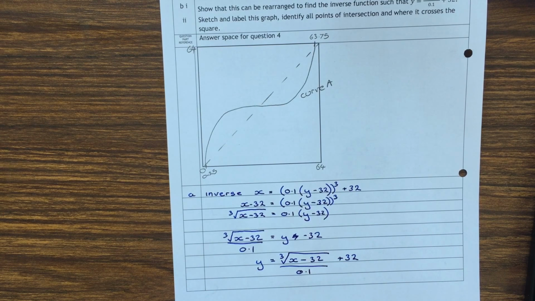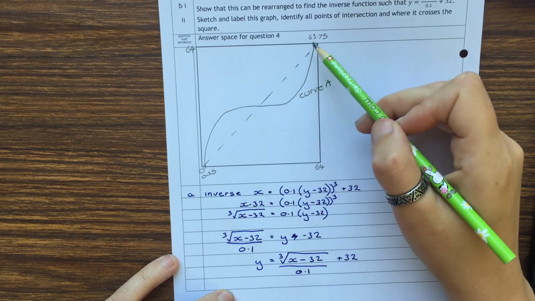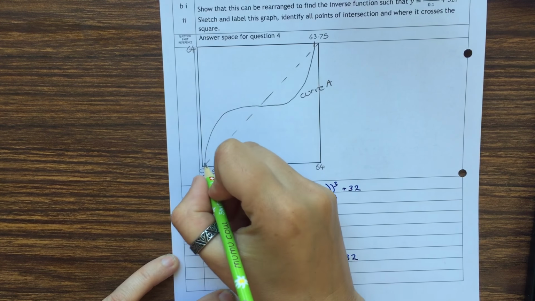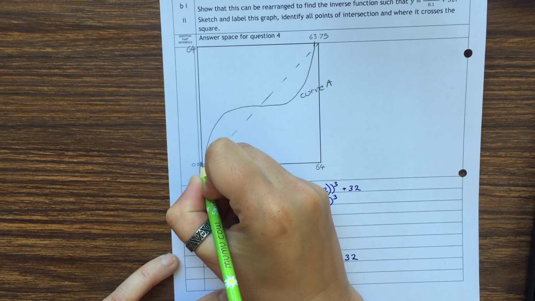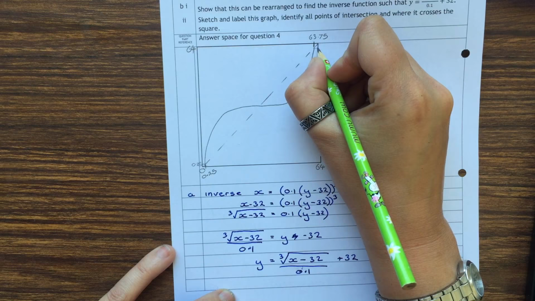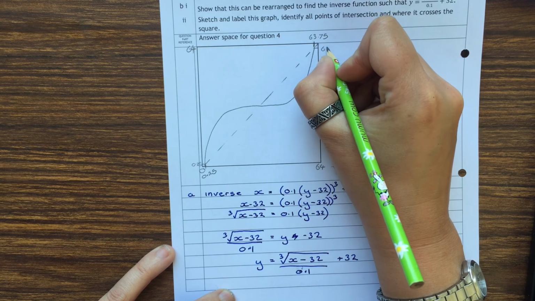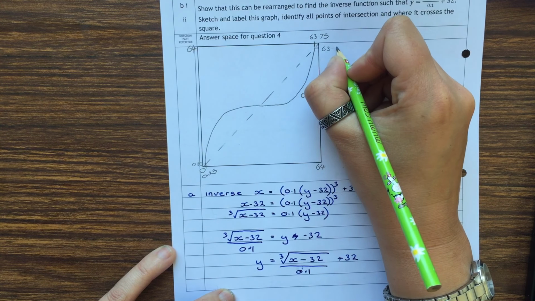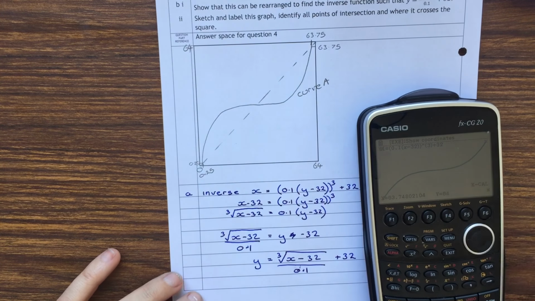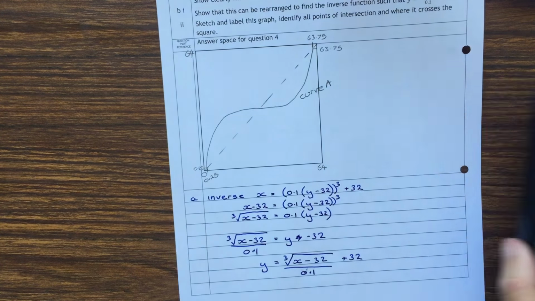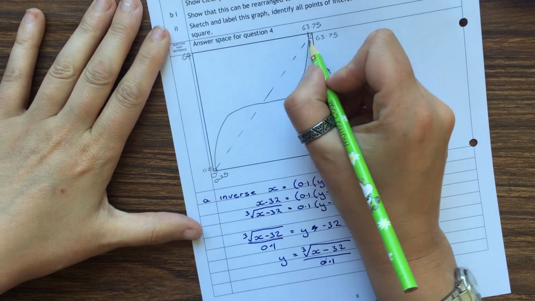Sketch and label this graph. Now, because it's the inverse, it's going to be a reflection in this line. So that is going to be at 0.25. That is going to cross at 63.75. And you'll also have a point where it crosses in the middle.